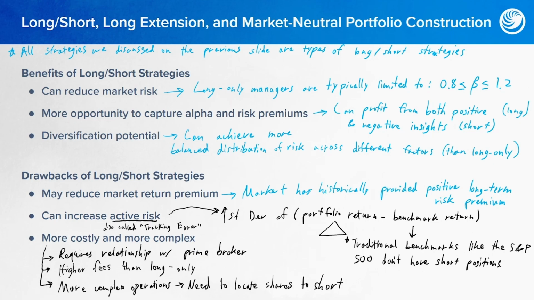And then finally, these long-short strategies are more costly and more complex than long-only strategies. So they require a relationship with a prime broker. They're going to have higher fees than long-only. And then also, the operations are going to be more complex because you need to locate the shares that are actually going to be shorted, and then there's borrowing costs associated with those shares that are going to be shorted, so a lot more costs involved.